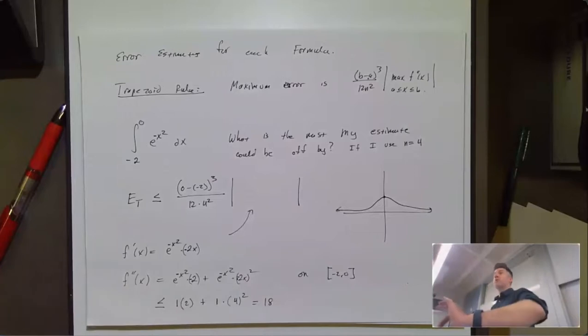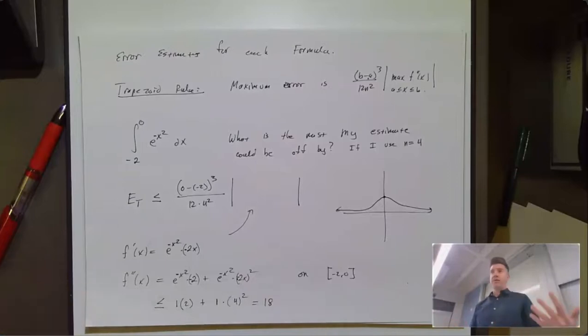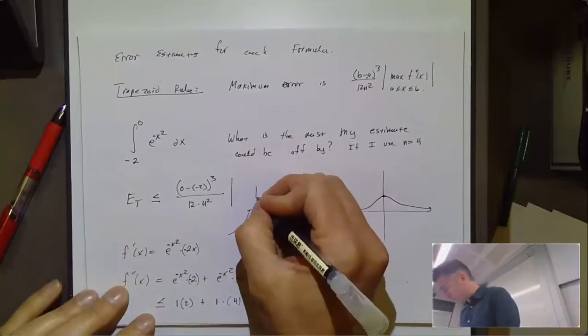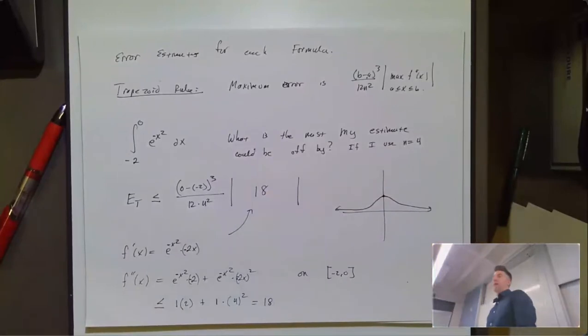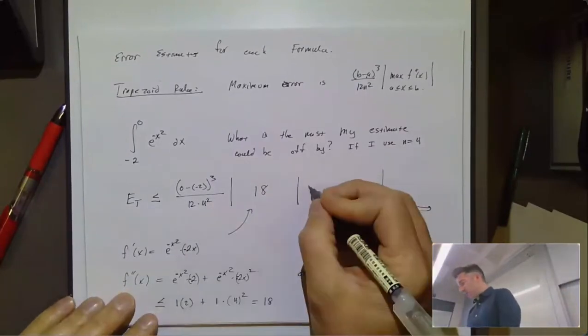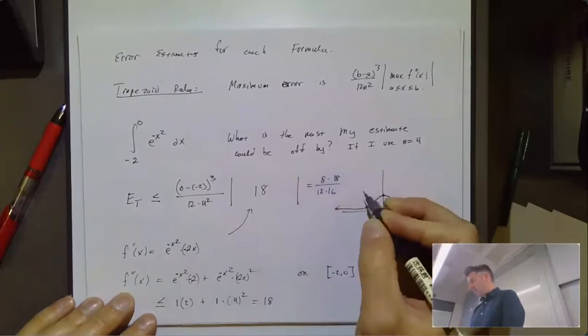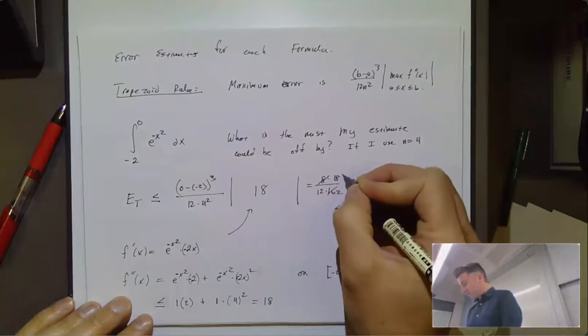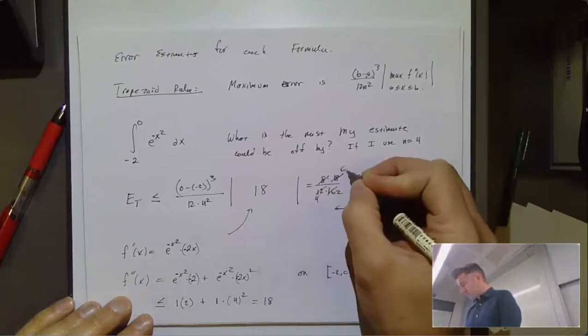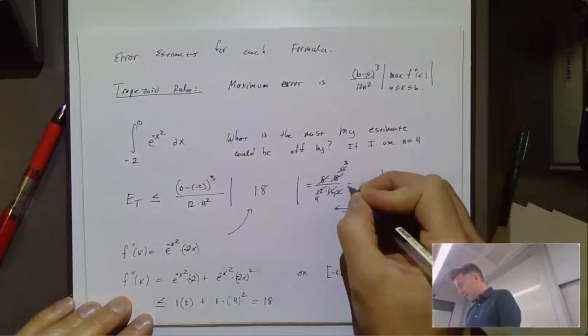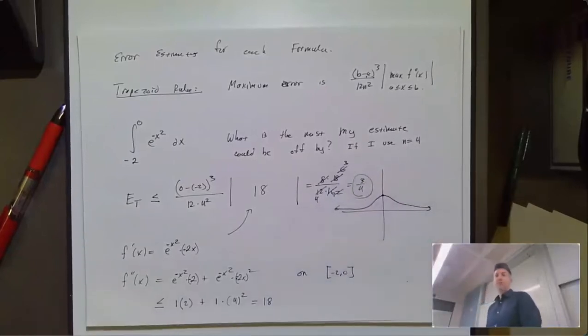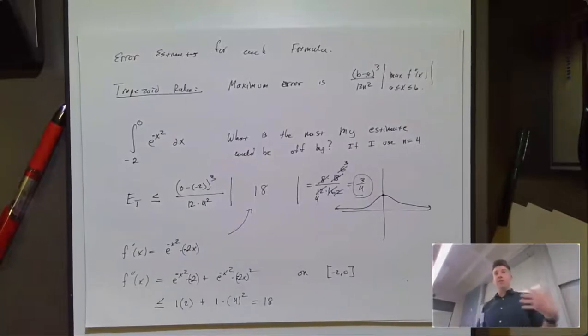Now that's not perfect, right? That is definitely an overestimate of how big this actually can be, but this is what people do every time. So I would say that's going to be 18. That's the biggest that can be. And then we would simplify this. We would get 8 times 18 over 12 times 16. We would cancel some stuff. So I end up getting 3/4. So that's the biggest my error could be using this method. It's probably smaller than that. This is an upper bound on what the error can be.